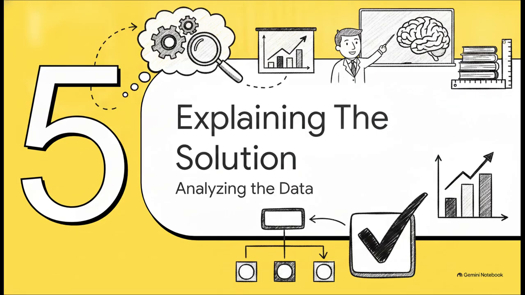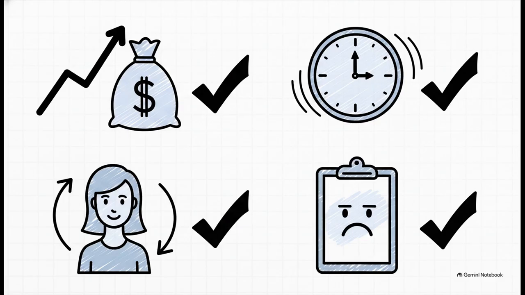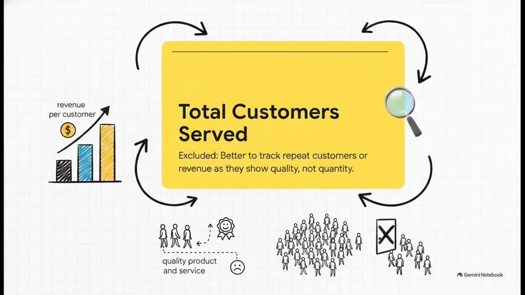Let's break it down. So out of those 8 data points, the true KPIs that actually measure the success and health of this coffee shop are the total revenue, average wait time, number of repeat customers, and the customer complaints. These 4 directly measure how the business is performing against its core objectives, which are making money and keeping customers happy.